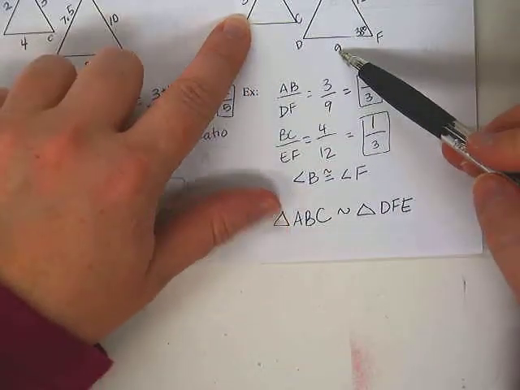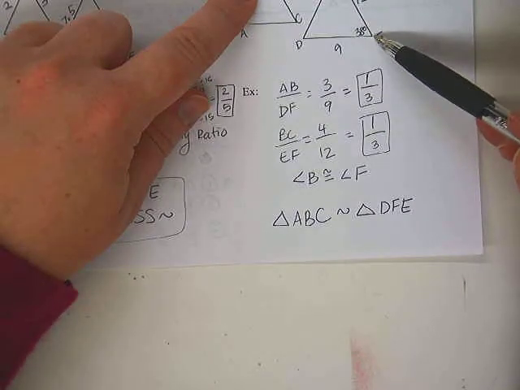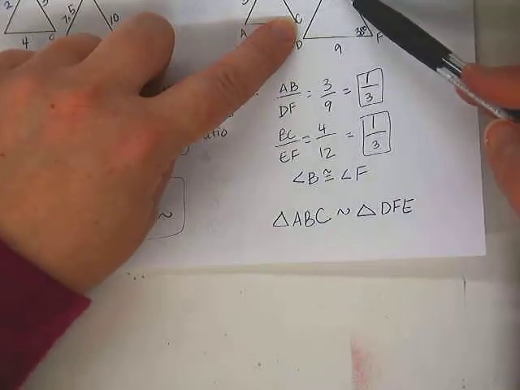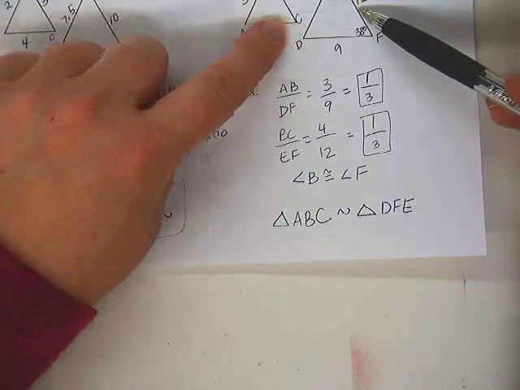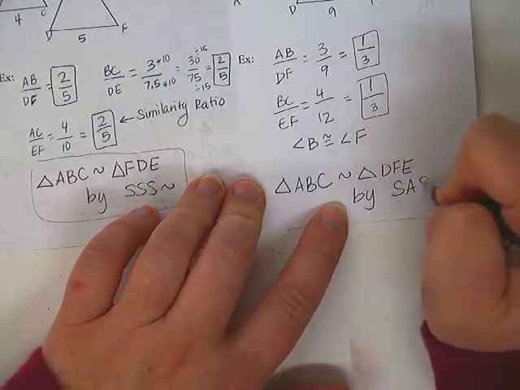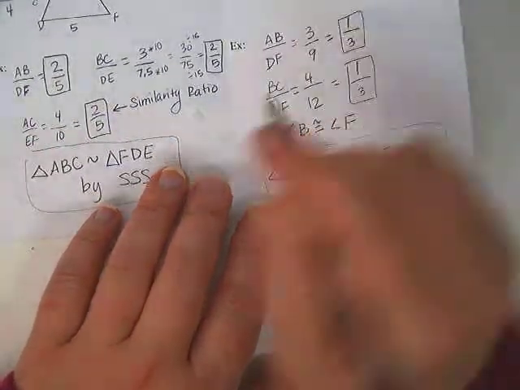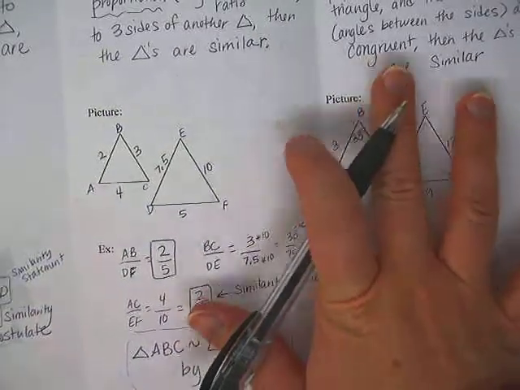DFE is what I heard someone say, and it is correct. A goes with D because they are both next to the shortest sides. B goes with F because those are the included angles. And C goes with E because those are both next to the longest sides. And our reason for knowing that is the side angle side similarity postulate.